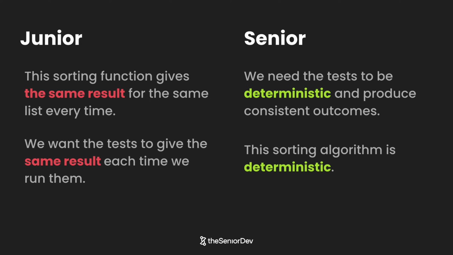A junior would say things like, hey, we want our test to give the same results each time we run them, whereas a senior would say we need the test to be deterministic and produce consistent outcomes. A junior would talk about things happening one after the other, but a senior would talk about round robin, which is a load balancing algorithm. But you'll see people using this also in a team context. We see that in a second.